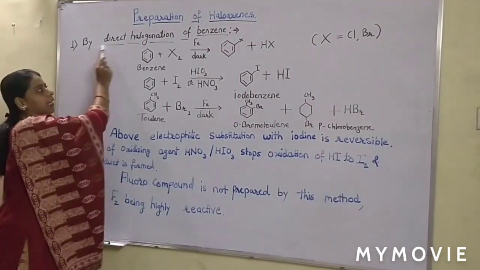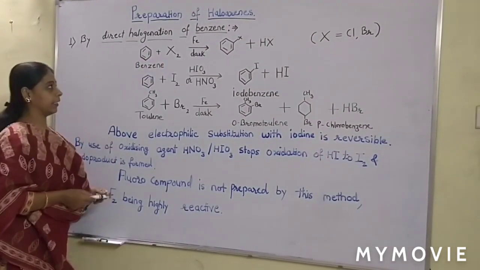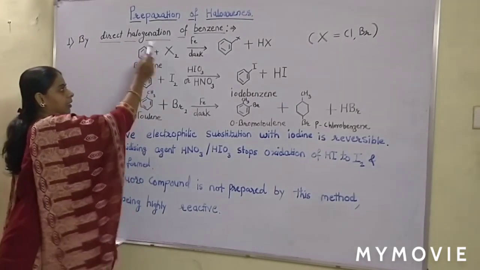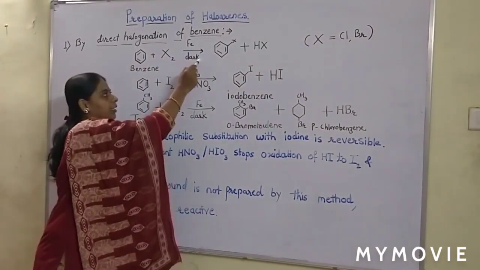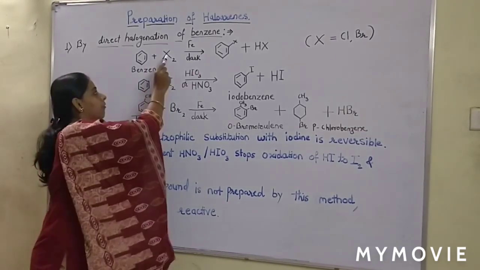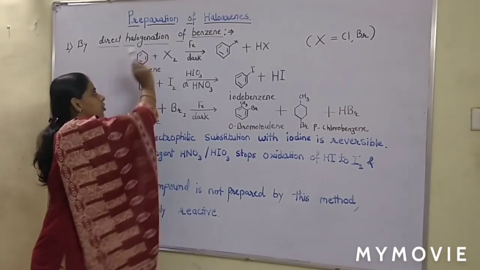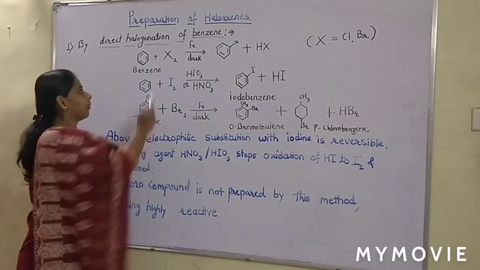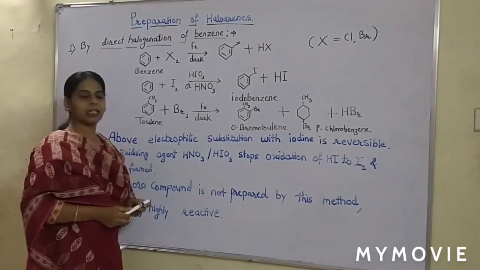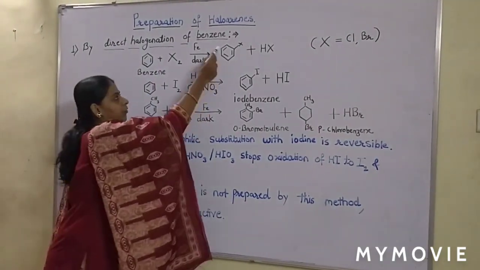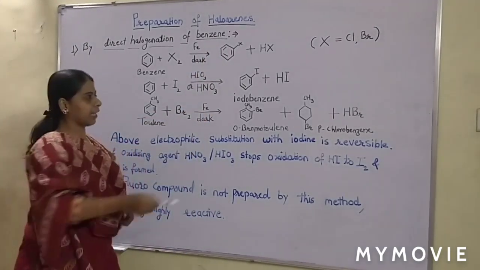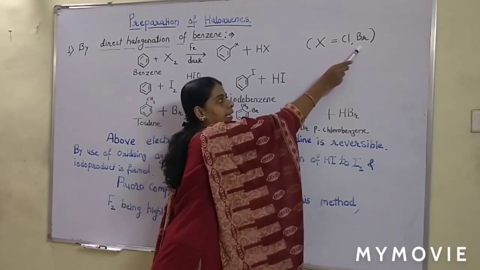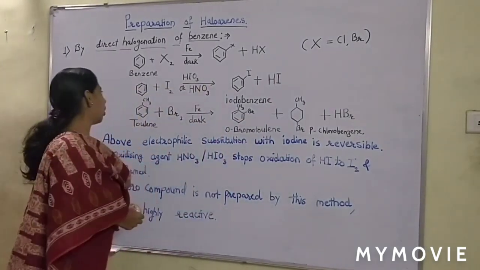First method, by direct halogenation of benzene. Benzene reacts with a halogen in presence of Fe in dark condition. One of the halogens is substituted in place of one of the hydrogens in benzene. So here we are getting haloarene plus HX. X can be Cl or Br.